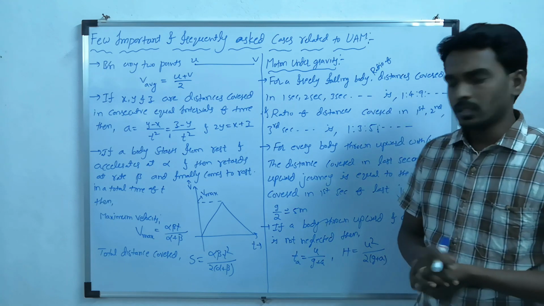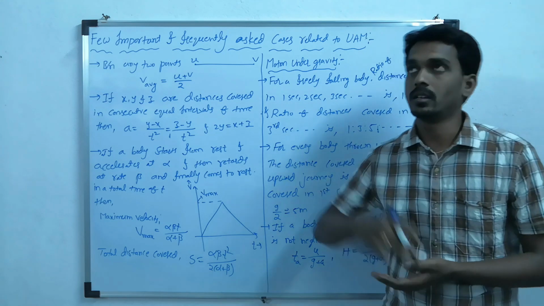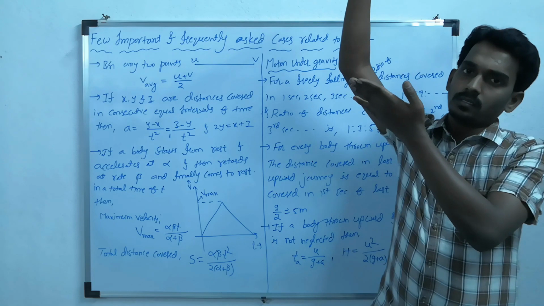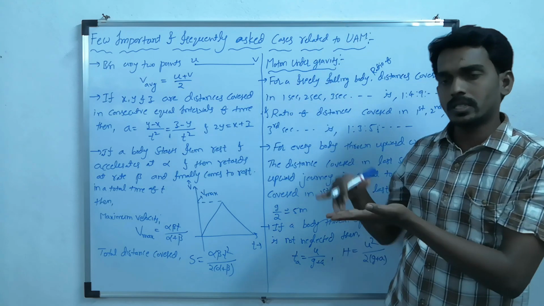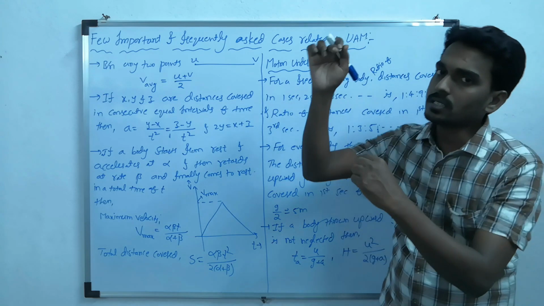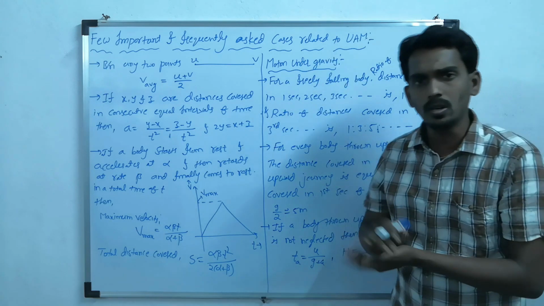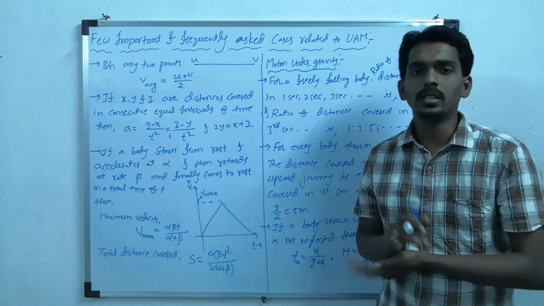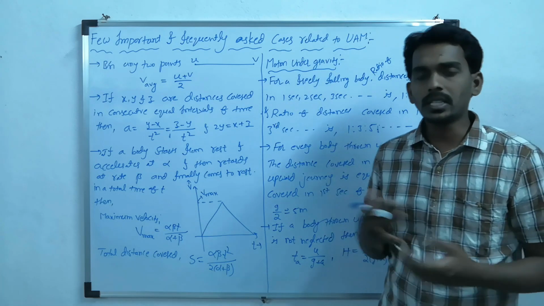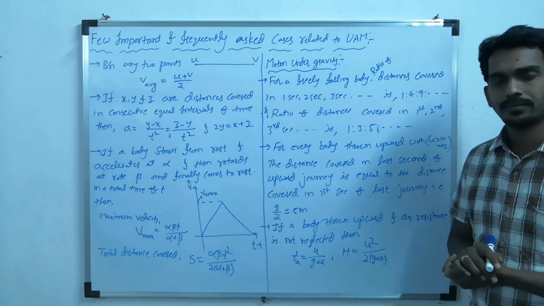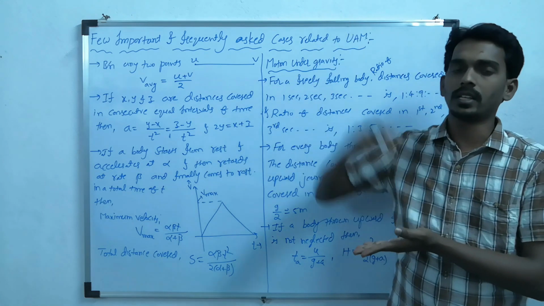The next point is, for any body thrown upward, the distance covered in the last second of the upward journey is the same as the distance covered in the first second of the downward journey, because the ascending time is always equal to the descending time. You throw with any speed, but the condition is it should be greater than 10, because the distance travelled in 1 second is 5 meters.